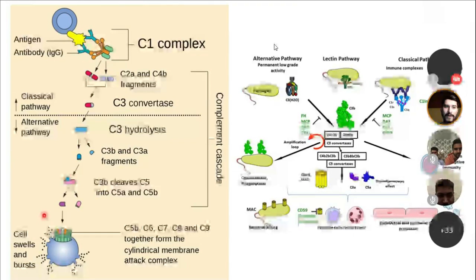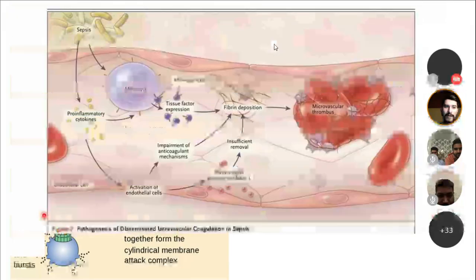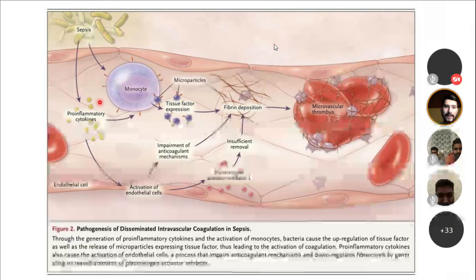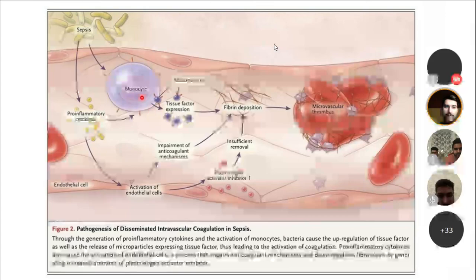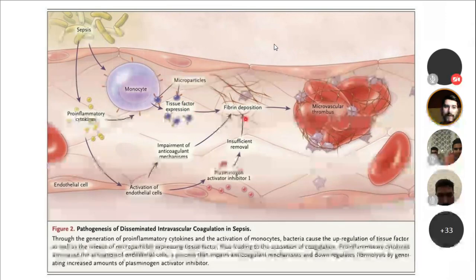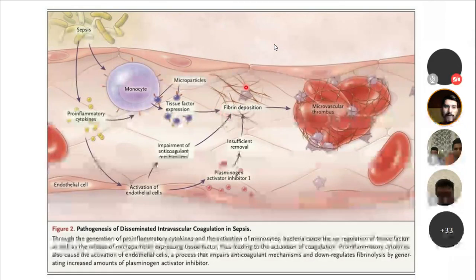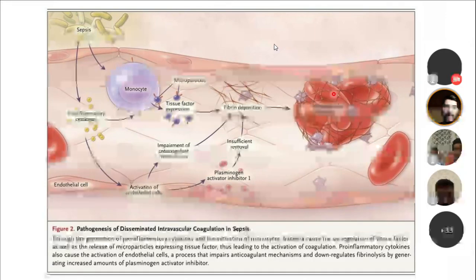Now, right here you can see the bacteria, the constant sepsis, which means that the bacteria constantly reaches the bloodstream, and then you have the pro-inflammatory cytokines, which will trigger the monocytes. The monocytes will release the tissue factor and cause the fibrin deposition. Fibrin, remember, is the clotting factor, prothrombin and thrombin. So all of them will create the microthrombi everywhere in the vessels.